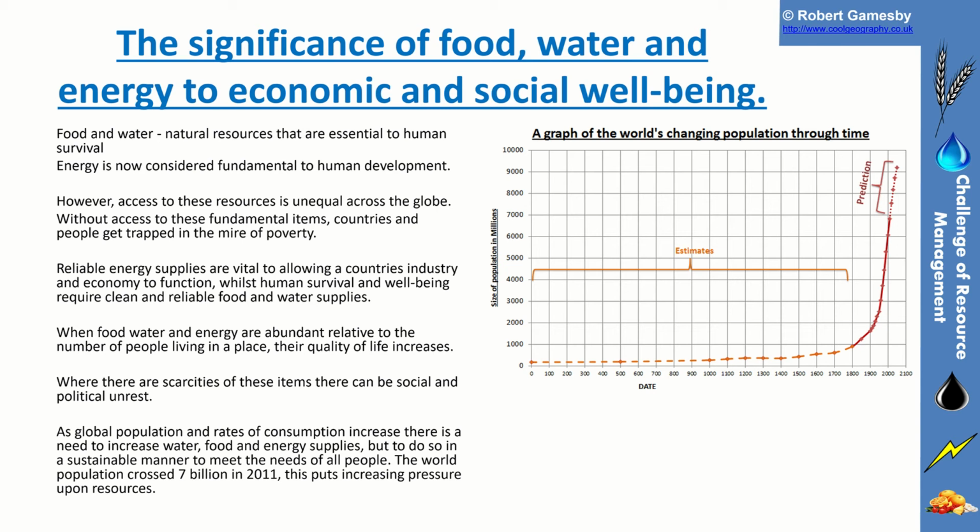Reliable energy supplies are vital to a country's industry and helping its economy to function, while our survival and well-being require clean, reliable food and water supplies. When those things are abundant, our quality of life increases. When there are scarcities of those items, when there aren't enough, there can be social and political unrest. The graph there shows you the exponential growth in the human population of the world. We've gone past 7 billion. That puts pressure on our food, energy and water resources.